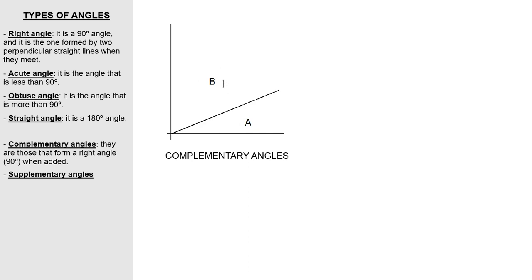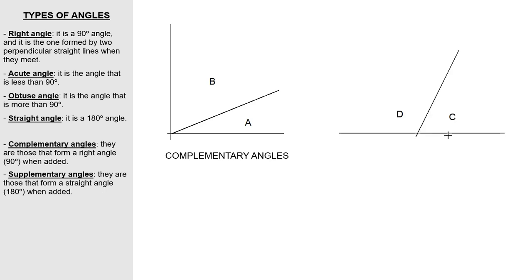These two angles A and B are complementary angles because they form a 90 degrees angle, that is, a right angle when added. Angle A is angle B's complementary angle, and angle B is angle A's complementary angle. And if there are two angles which form an 180 degrees angle when added, they are supplementary angles. These two angles C and D are supplementary angles because they form a straight angle, that is, a 180 degrees angle when added. Angle A is angle B's supplementary angle, and angle B is angle A's supplementary angle.